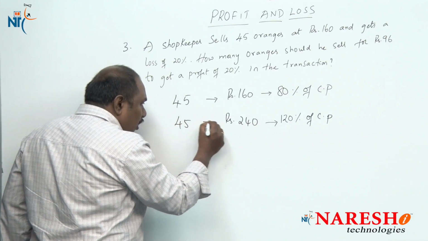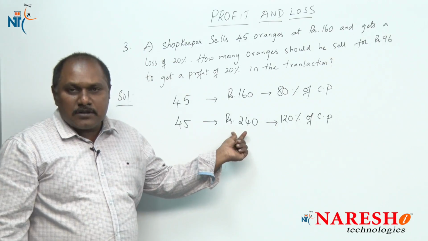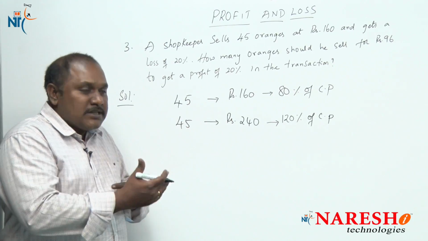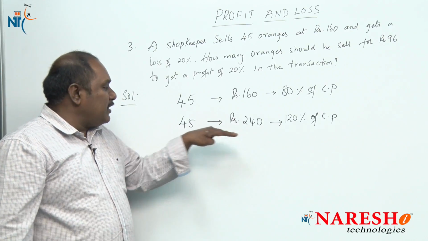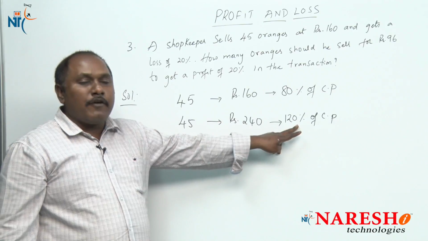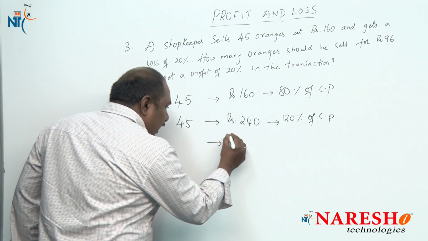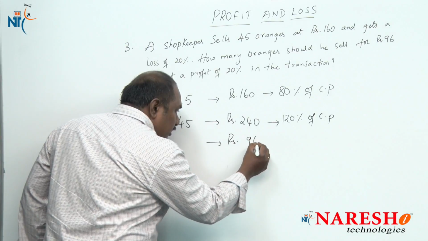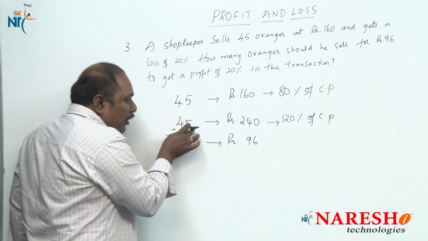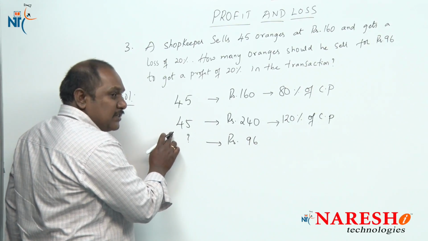So 45 oranges should be sold at 240 rupees in order to get a profit of 20%, or vice versa. For 240 rupees the shopkeeper has to sell 45 oranges in order to get a profit of 20%. Now the question is very simple. For 96 rupees, how many oranges should he sell? For 240 rupees, he will be selling 45 oranges. For 96 rupees, how many oranges should he sell?